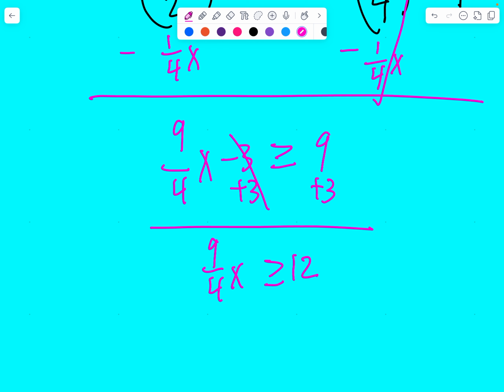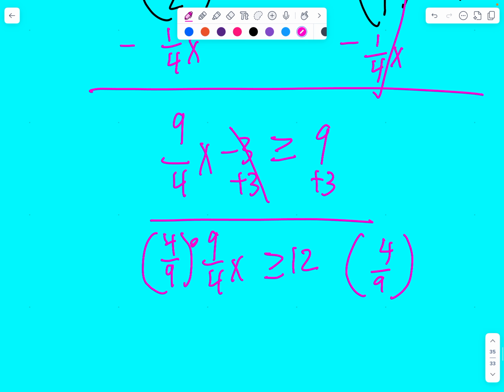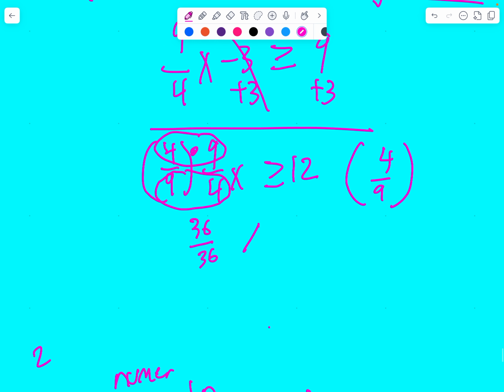Now, we're getting there, but we're still not done. It's time for us to multiply by 4 over 9 because we want to cancel this out. Okay? What's 9 times 4? 36. What's 9 times 4 down here? 36. You got 36 over 36. What's 36 divided by 36? 1, right? So it's just x.